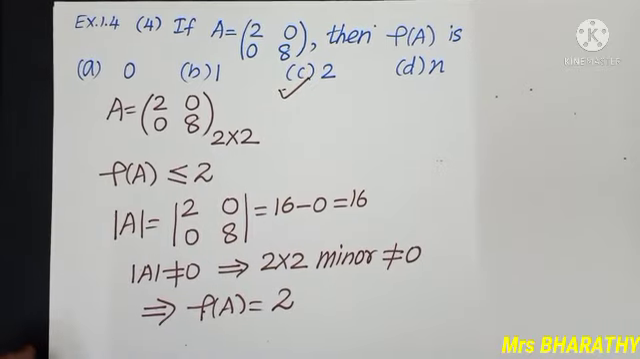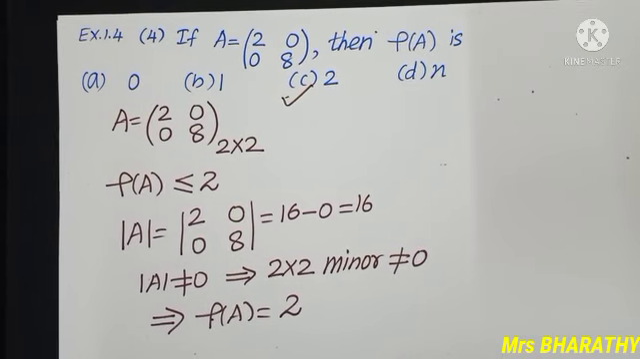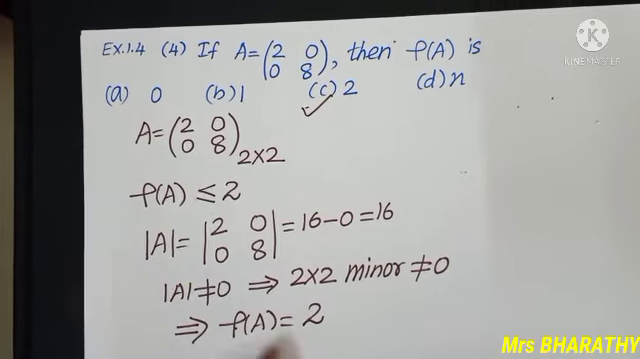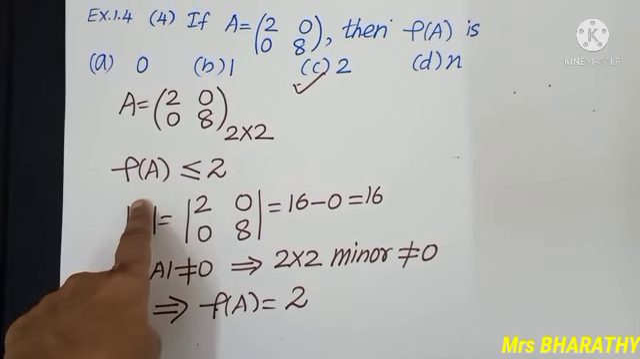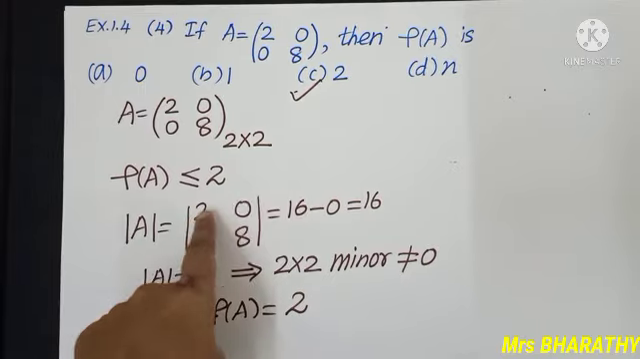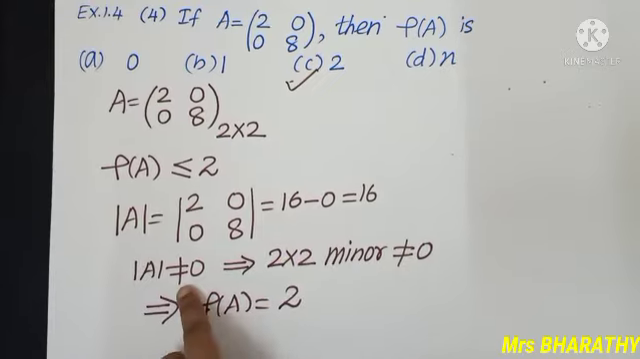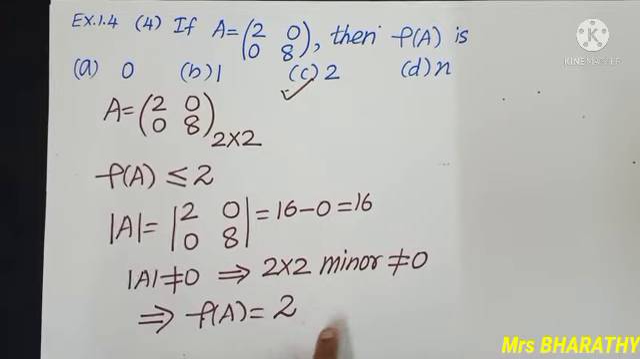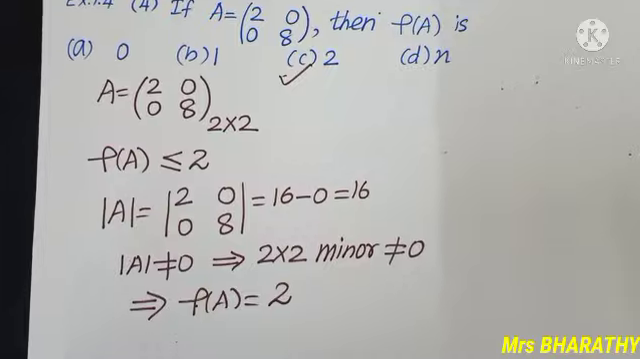Question number 4. If A equals [2, 0; 0, 8], then rank of A is. To find the rank, let us check how many rows and columns are there. 2 rows and 2 columns. Obviously, rank will be less than or equal to 2. When I find the determinant, 2 into 8 minus 0 into 0, my answer is not equal to 0. The 2 by 2 minor is not equal to 0. It declares rank is 2. Option C is the right choice.